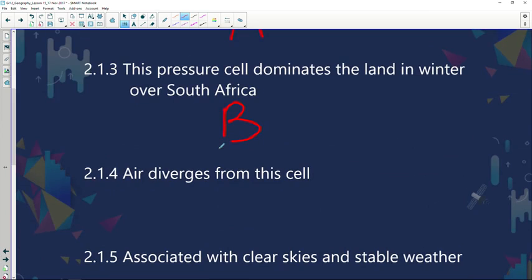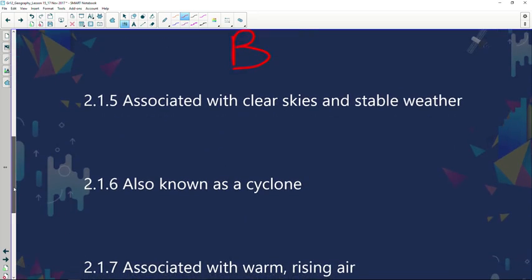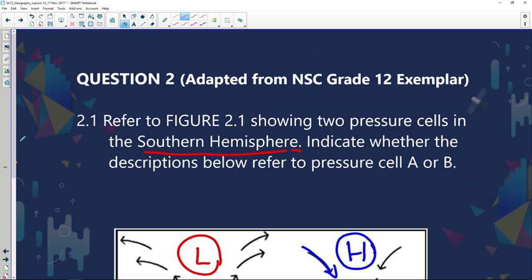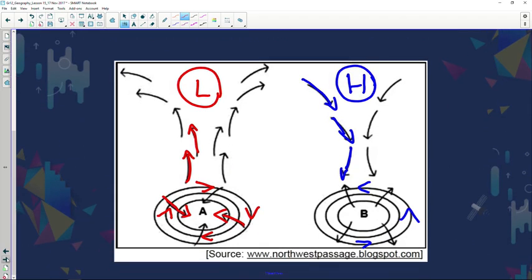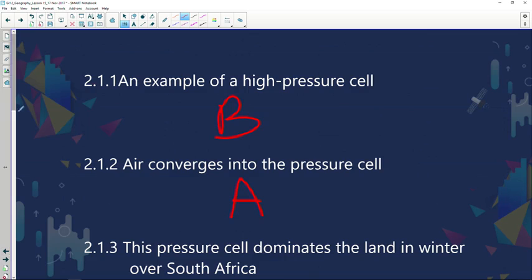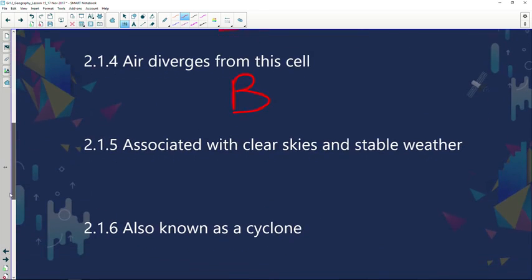The air diverges from the cell. We've already had that question, so that's also going to be B. If we quickly look at question 2.1.5, associated with clear skies and stable weather, same as before: it's sinking air, so that means clear blue skies. When there's rising air, the chances for cloud formation are much better, for condensation to take place. So the answer for 2.1.5 is also B.